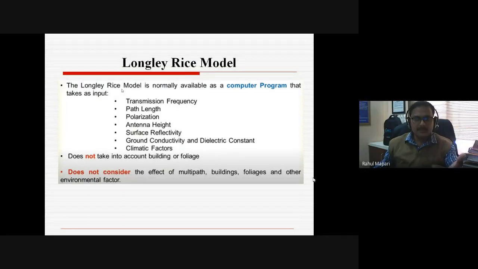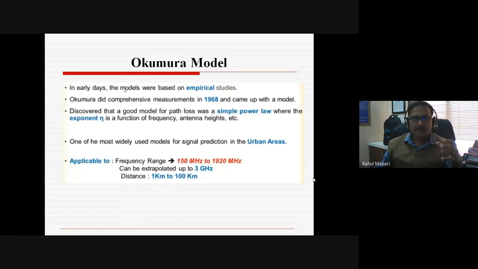Okay, these are some points related to Longley-Rice that we have seen. Then the Okumura model, which comes from 1968. Read the fourth point: one of the most widely used models for signal prediction in urban areas. So it is applicable for urban areas.